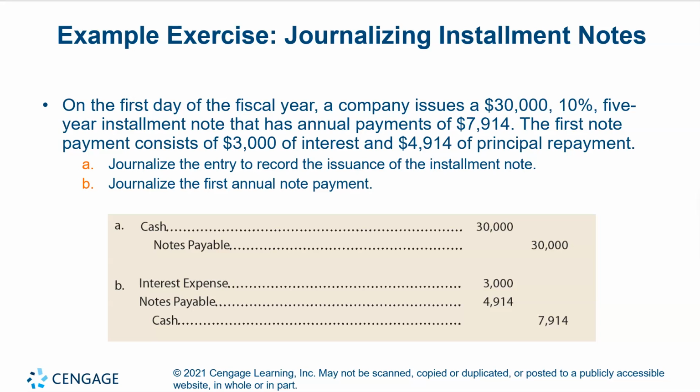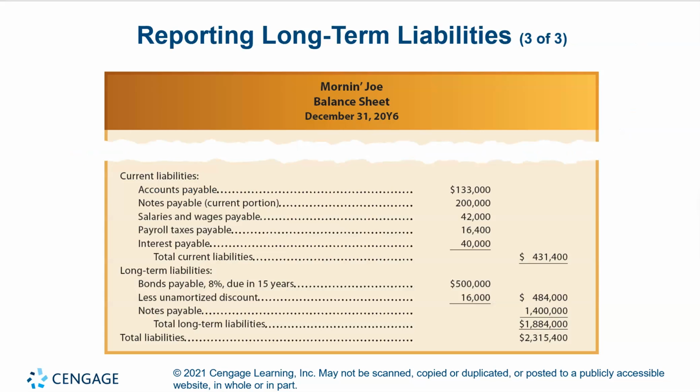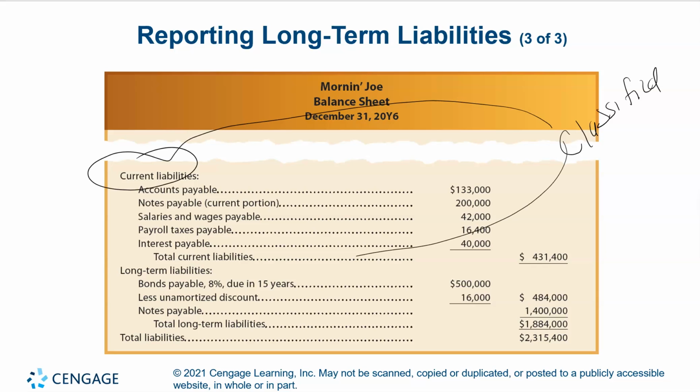Now we're ready to talk about how we report these long-term liabilities. So liabilities are on the balance sheet, and on a classified balance sheet, that just means that you break them down into current and long-term. So our long-term liabilities will include our bonds payable and our notes payable. So that's why you're going to see it down there.